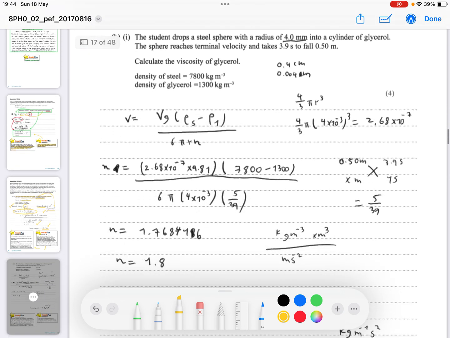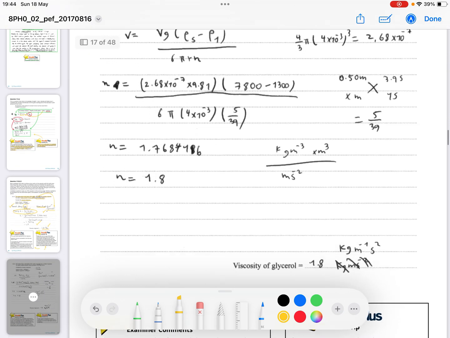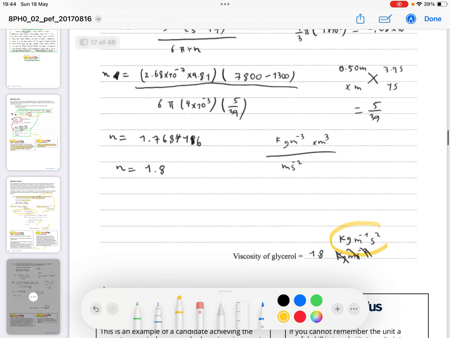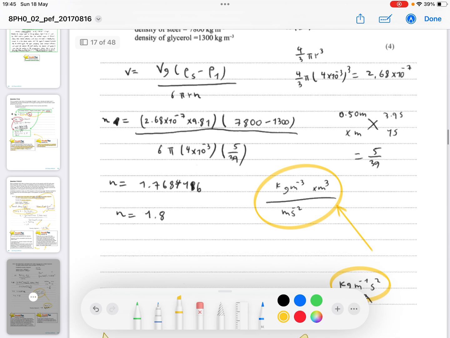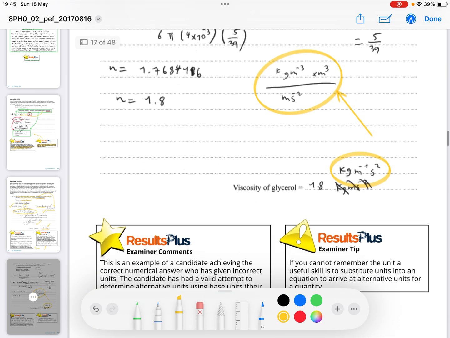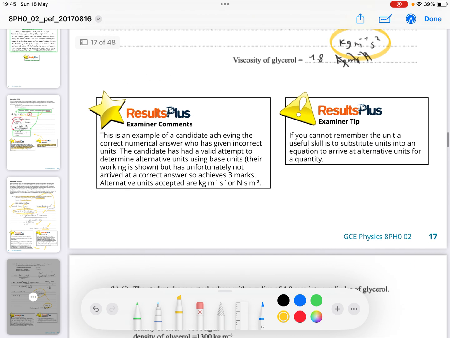B part 1, this is another solution, and this student just didn't know the units and tried to work them out using SI units and just got it slightly wrong. Good attempt. Everything else numerically was correct, but for something to be correct, you also need the correct units. So that's all.